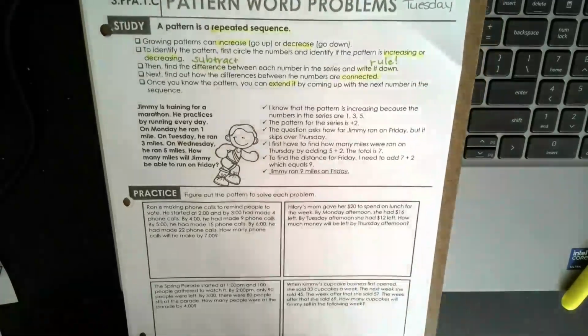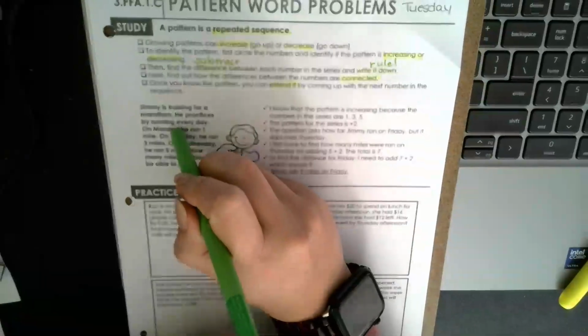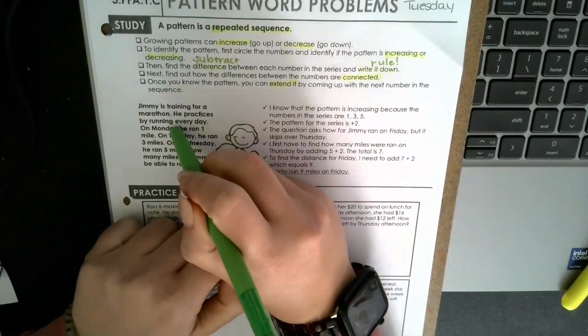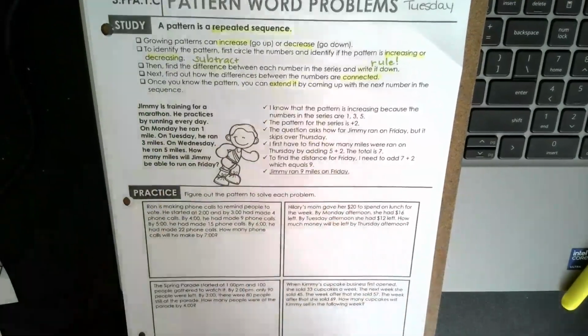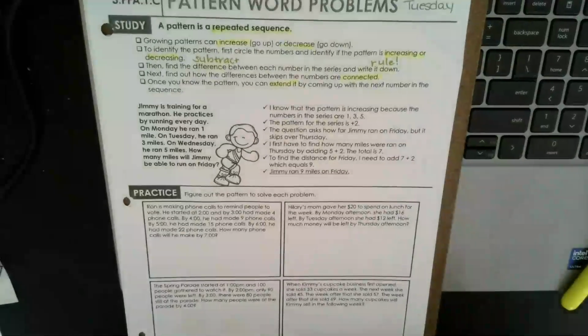All right, let's look at this first word problem together, shall we? Do I have everyone's eyes? Perfection. Oh my goodness. It probably came from a pen. I'm going to throw it away. Thank you.